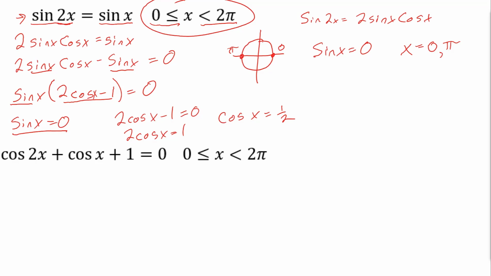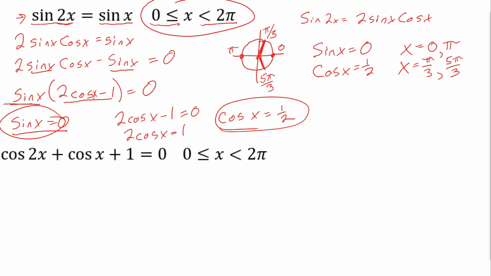Now looking at cosine x equals 1/2, that means our x value is 1/2. That would be up here and down here. And that would be at pi over 3, and in terms of 0 to 2 pi, it would be at 5 pi over 3. So cosine x equals 1/2 means that x equals pi over 3 or 5 pi over 3. And since either of these cases being true would lead to a product of 0, all four of these are solutions to this equation.